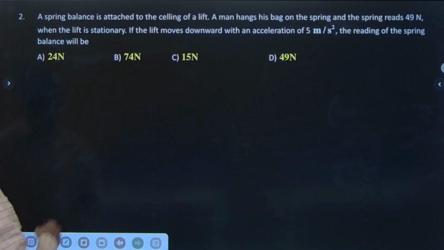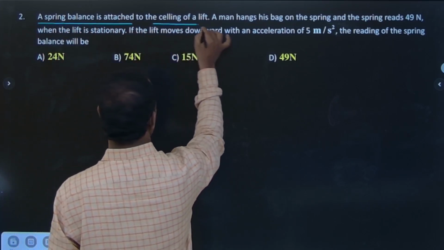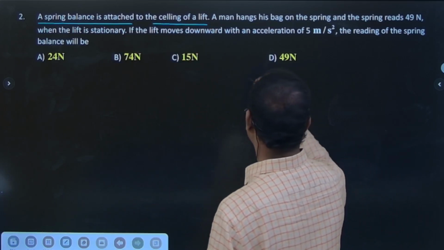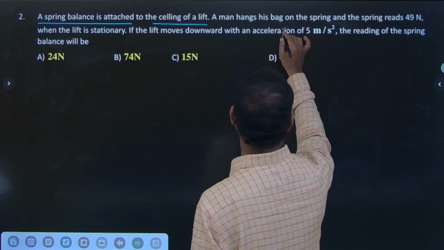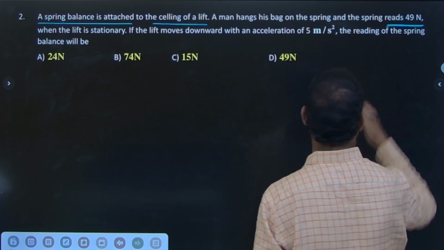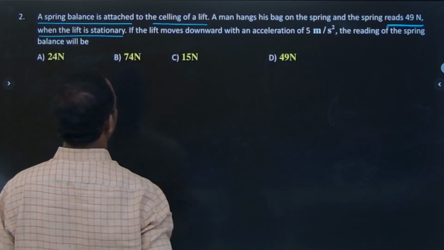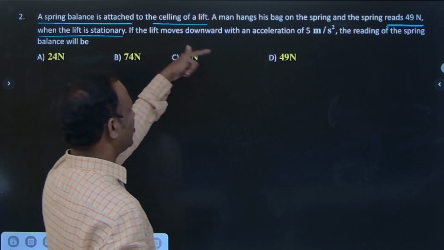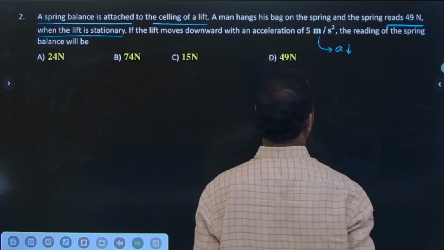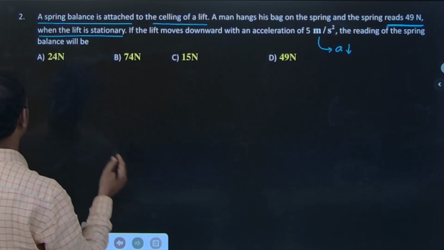Option D is correct. A spring balance is attached to the ceiling of a lift, meaning the upper part of the lift. A man hangs his bag on the spring, and the spring reads 49 Newton when the lift is stationary. If the lift moves downward with a given acceleration, what will the reading of the spring balance be?